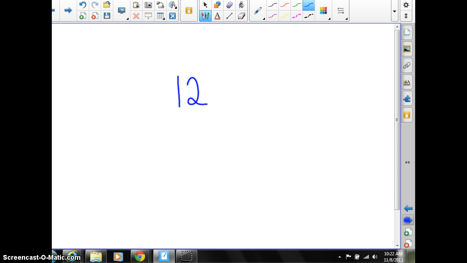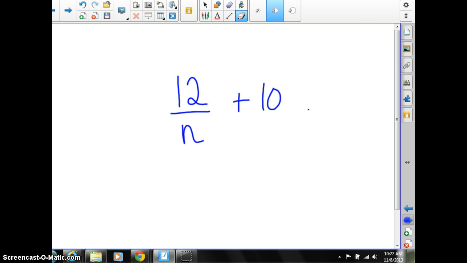Everybody write this one down. I guess I don't need to put the equal sign there. 12 over n plus 10. n is 6. So what's the answer? Some of you can do these in your head, and that's perfectly fine.